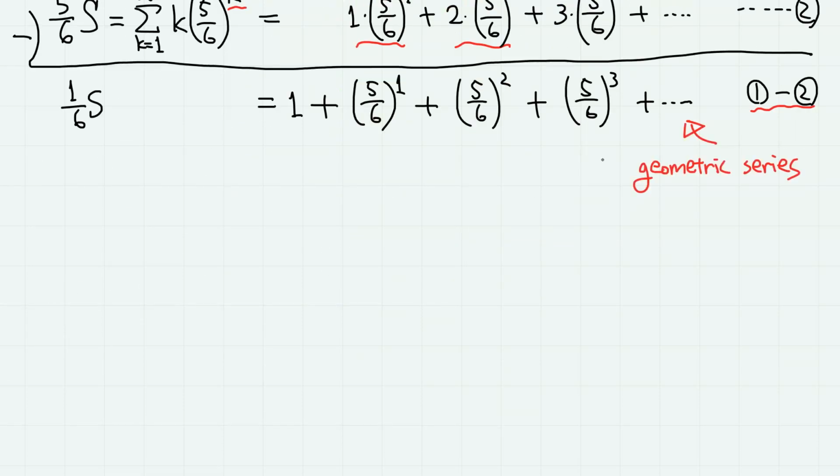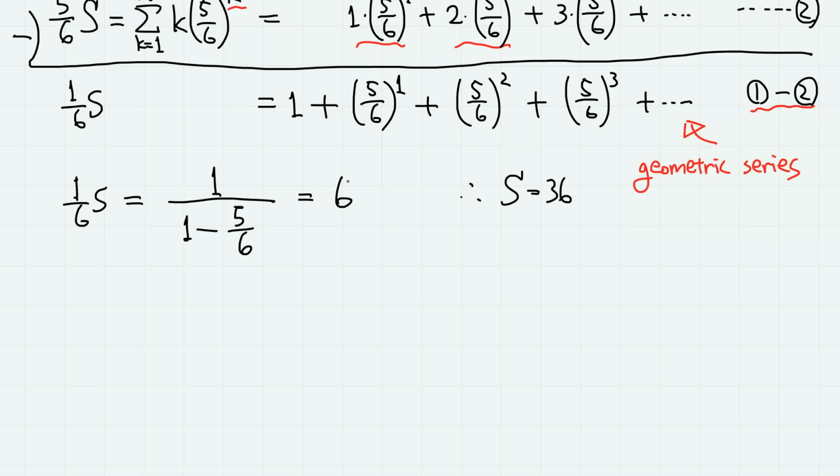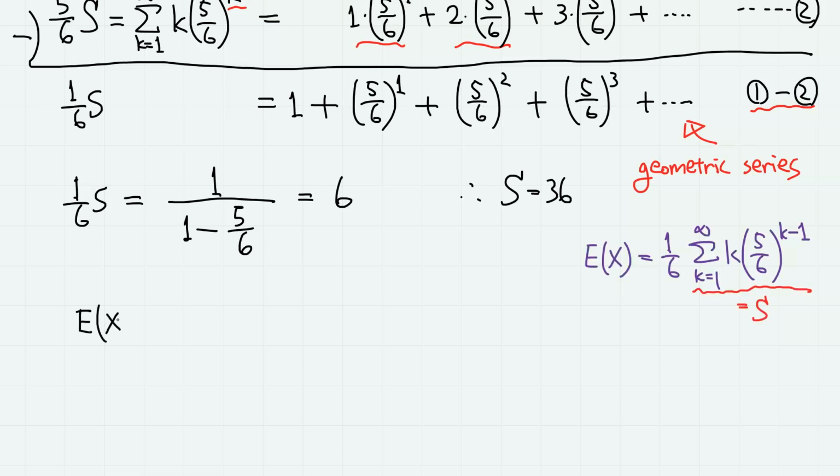So now we have a purely geometric series, and using the formula for the sum of a geometric series, we have 1/6 of S equals first term 1 over 1 minus common ratio 5/6, which is 6. So we have S equals 36. And since the expected value is simply 1/6 of S, it is just 6. So this is the expected value.